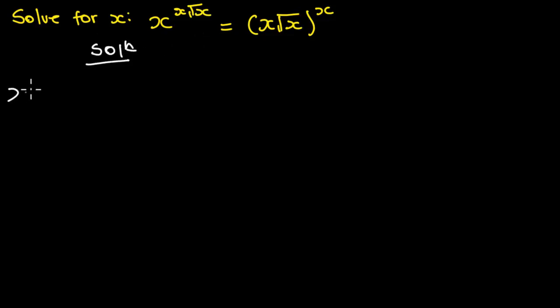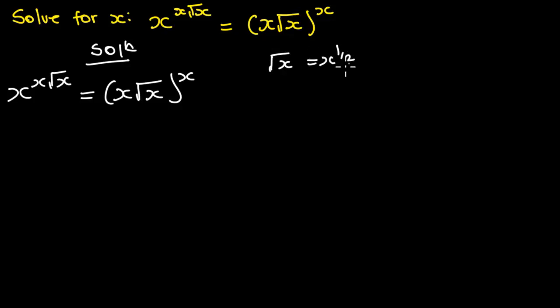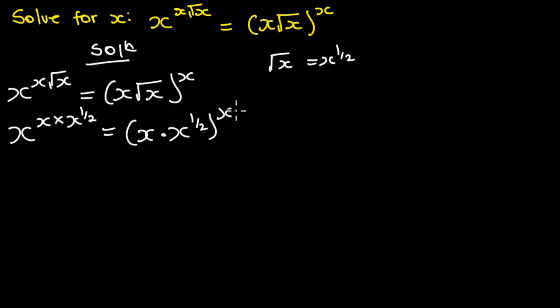Now we're given x exponent x multiplying root x is equal to x multiplying root x all exponent x. From here we can rewrite root x as x to the power half. So in place of root x over here, we are going to write x to the power half, and then do the same for this one also. So we are going to have x to the power x multiplying x to the power half is equal to, inside the bracket, x multiplying x to the power half all exponent x.